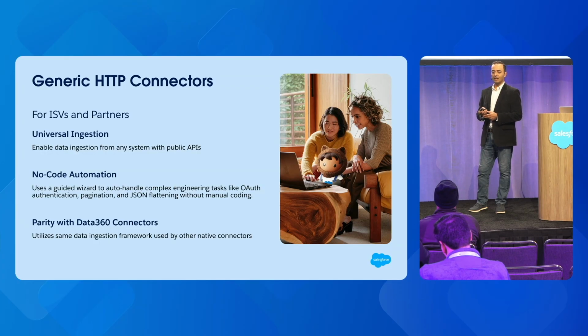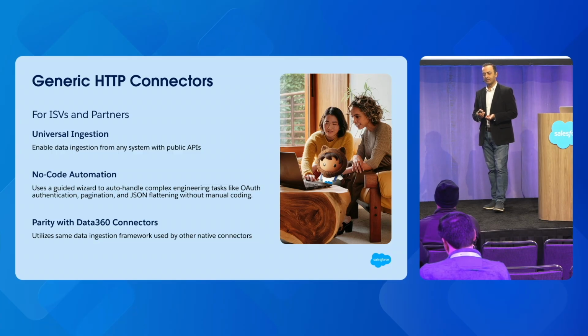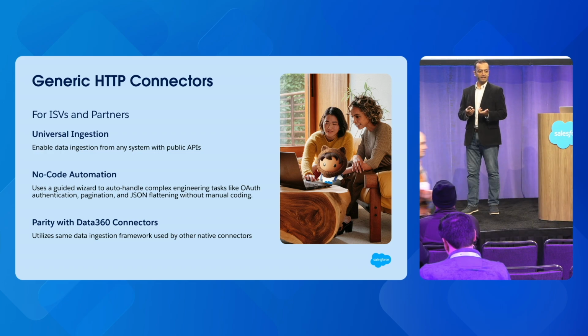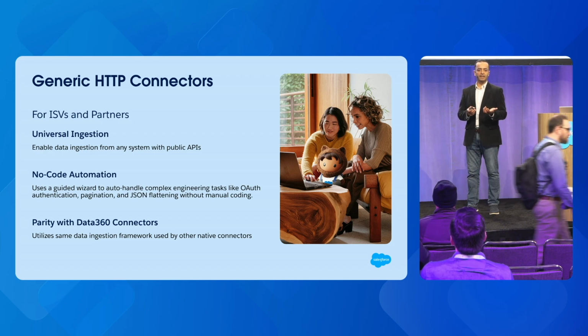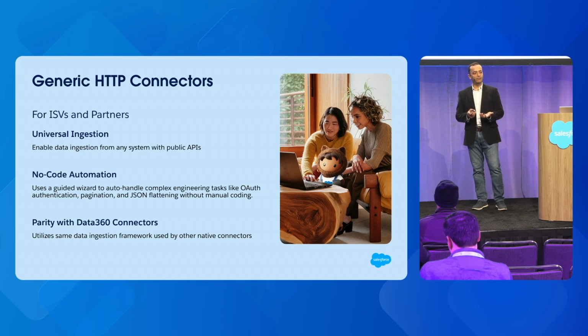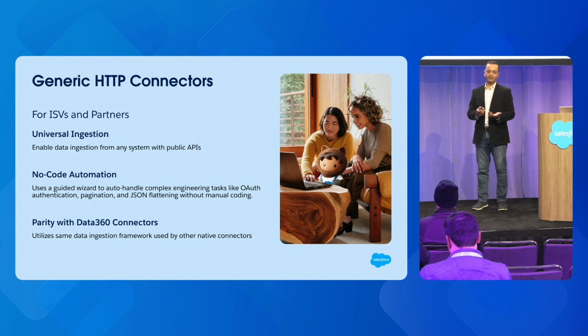This connector will allow you to universally ingest data from any system with public APIs. You will be able to configure Data 360 against those public APIs to bring the data in. This would be a no-code automation, so there'll be a guided wizard which will allow you to configure this and bring the data in. Third, it will provide you parity with other Data 360 connectors which are natively built.